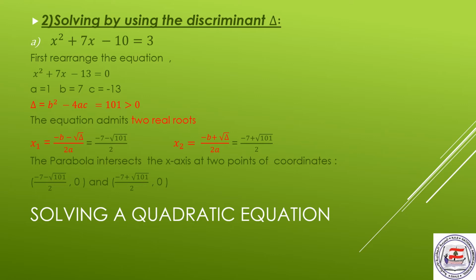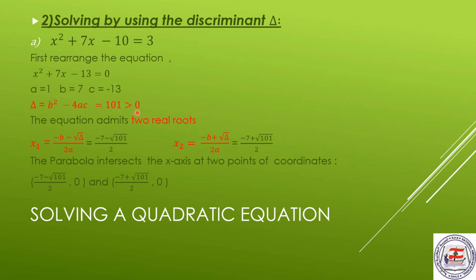Solving by using the discriminant delta. To solve the equation x squared plus 7x minus 10 is equal to 3, first we need to rearrange it in reduced form. So it's x squared plus 7x minus 13 equal to 0. Then we need to define the real coefficients a, b, and c. Then using the rule of the discriminant, delta is equal to b squared minus 4ac, it gives 101.